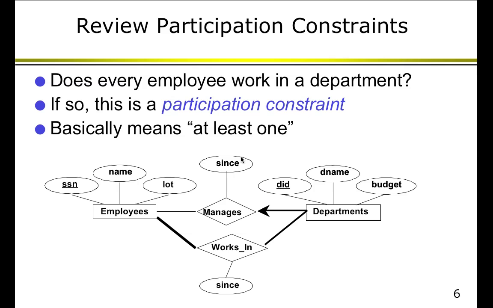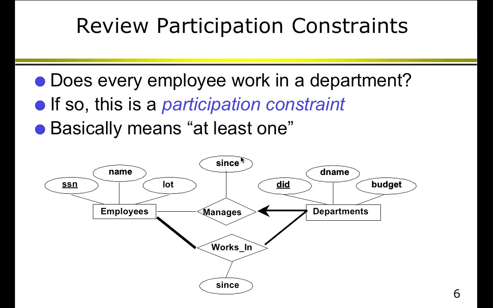You also review the participation constraints and make sure you actually have participating entities. So does every employee work in a department? If so, that would be full participation, and that would be a participation constraint, which means every employee must have a department number. So participation gives us uniqueness, gives us keys, gives us information that we're going to want to put in as a constraint on the database.